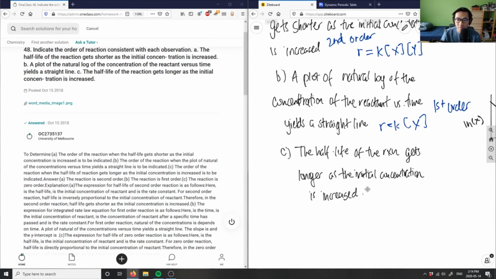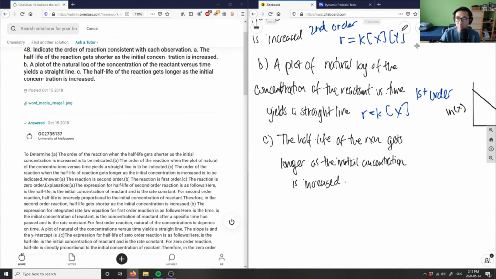Finally, C is stating here the half-life of the reaction doesn't get shorter, it gets longer as the initial concentration is increased. So if this was second order, and this is first order, this one would be 0th order, right? 0th order, because it doesn't matter what my initial concentration is, it's independent of the initial concentration. So this is a 0 order reaction. This would be R simply equals K times X to the 0, and this here is simply just 1. So R equals the constant simply.